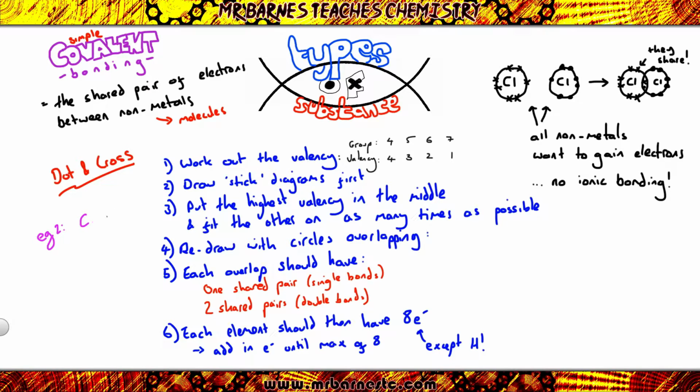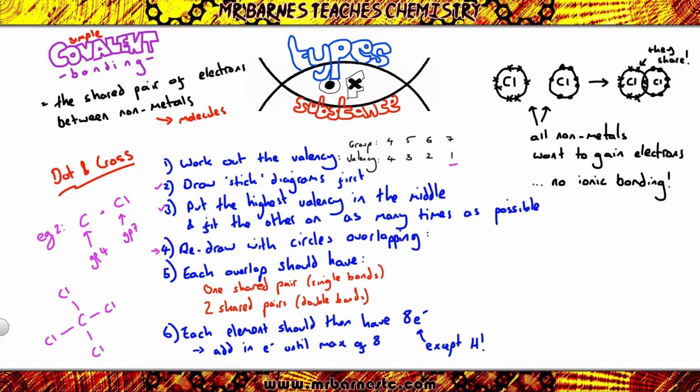If we have a look at a second example, carbon reacting with chlorine. Carbon's in group 4, so it makes 4 bonds. Chlorine's in group 7, so it makes 1 bond. So I put carbon in the middle and put chlorine around the outside. So straight away I know my formula is CCl4.